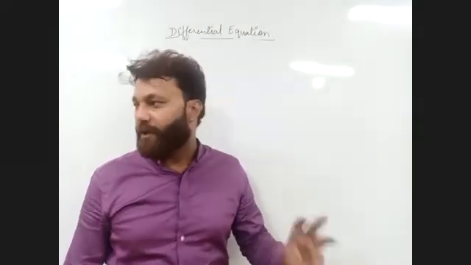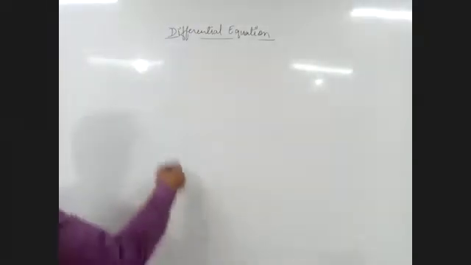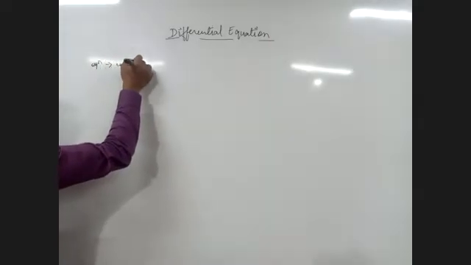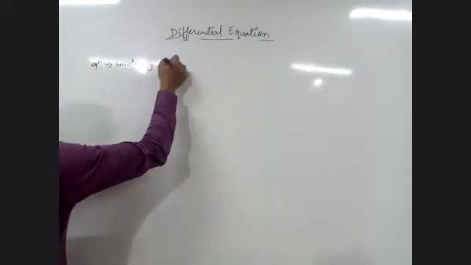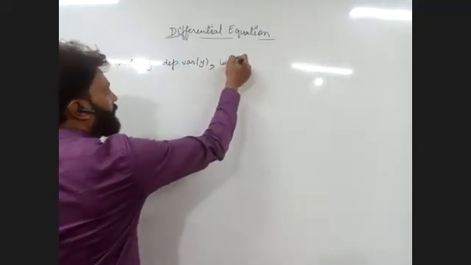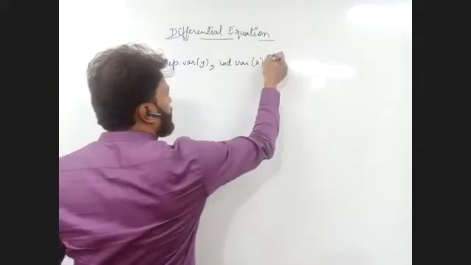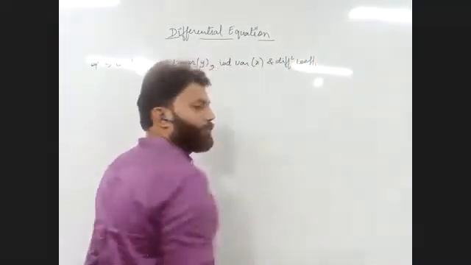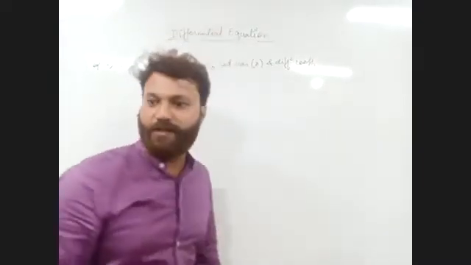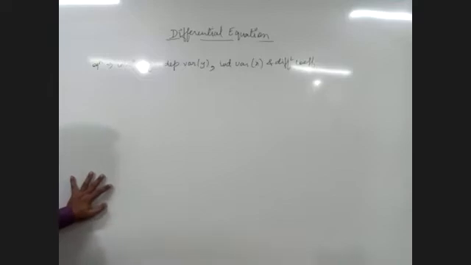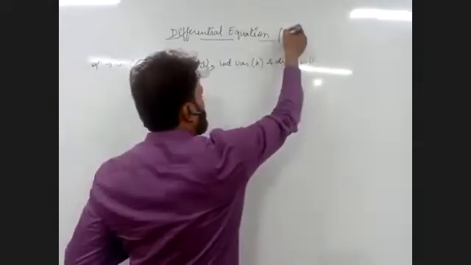So any equation which involves these three things, that is, an equation involving dependent variable, that is y, independent variable, that is x, and the differential coefficient, that is dy upon dx, d2y upon dx square, and so on, is a differential equation, or in short, we call it DE.